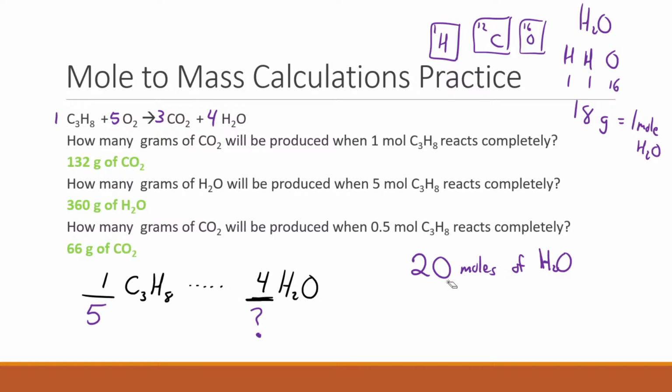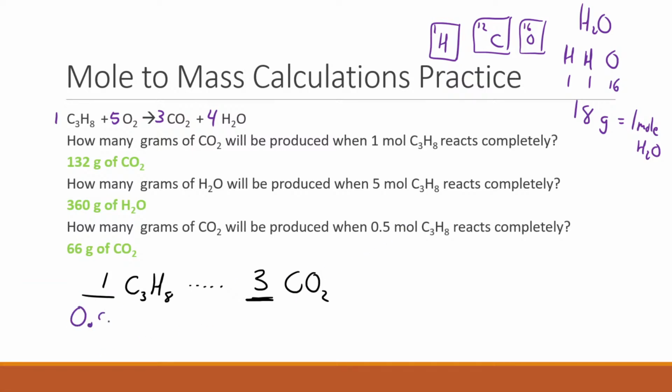For the third question, we're back to looking at carbon dioxide, and so we're going to pull the important bits from our equation here. They're asking us: half a mole of C3H8 is going to give us how many grams of CO2? So we're going to plug in and solve for our mole ratio. 1 to a half is 3 to 1.5 moles of carbon dioxide.